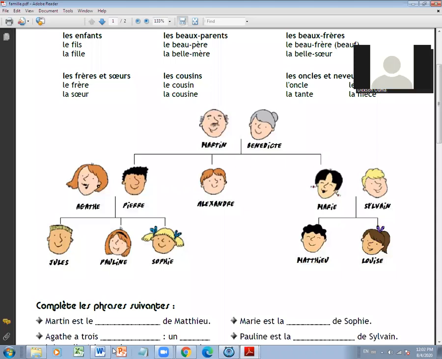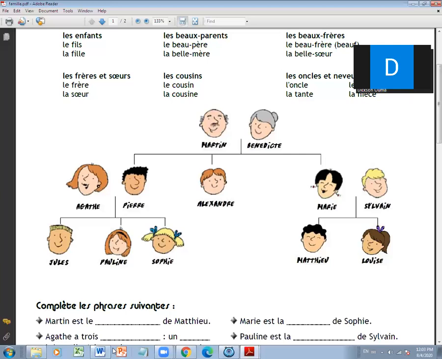Sir, were you asking how Louise is going to call Sophie? But Marie and Pierre are brothers and sisters, right? Shouldn't the son or daughter of your brother be your nephew or your niece? Yes, you are right. But he said la cousine.